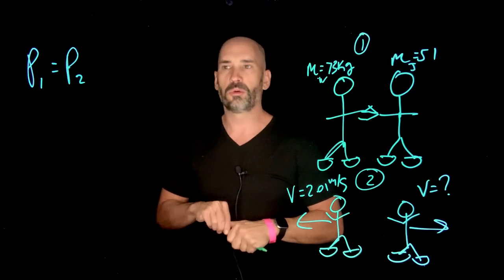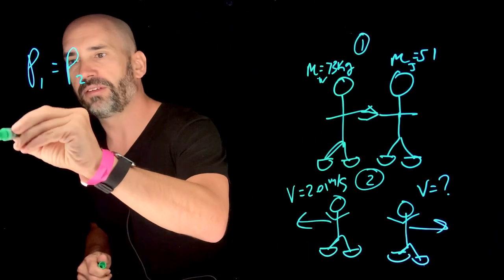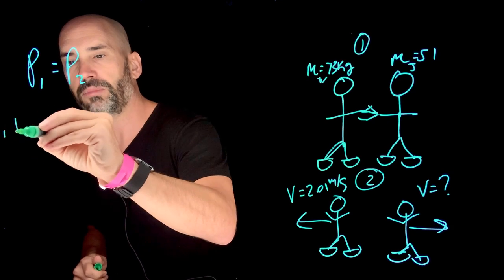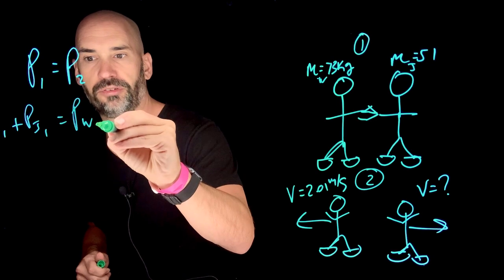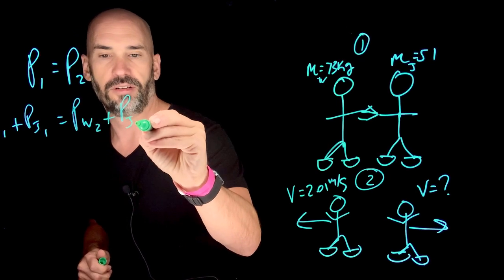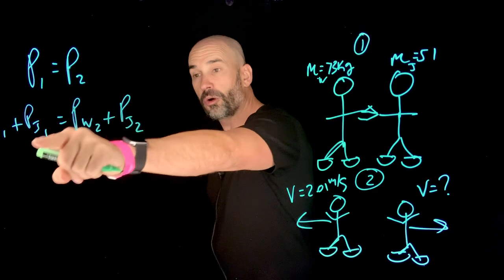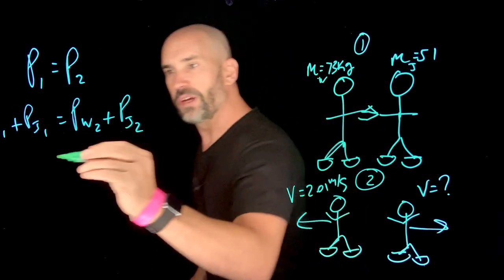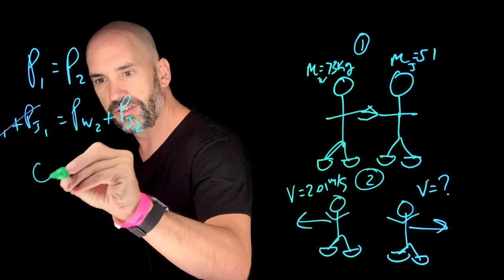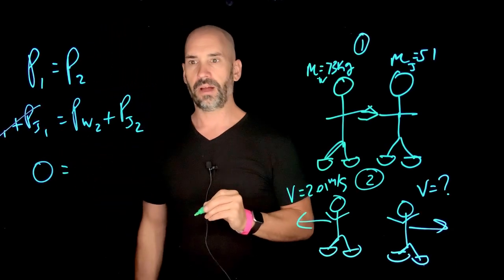What momentum do we have before? Well, we have the momentum of Will Ferrell 1 plus the momentum of Jon Heder 1, and then the momentum of Will Ferrell 2 plus the momentum of Jon Heder 2, right? But here, they're at rest. They're both at rest, just kind of ready to push off each other, right? So this whole thing here is just 0, right?